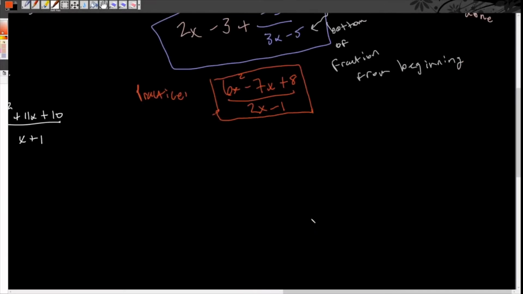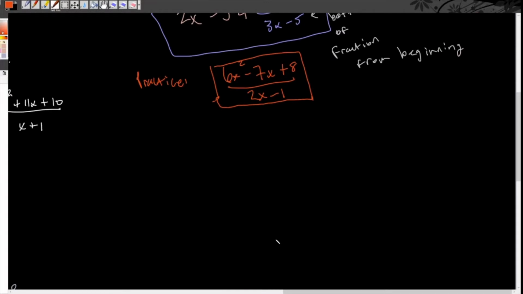Alright, let's take a gander. So I get 6x squared minus 7x plus 8 divided by 2x minus 1. I'm looking at 6x squared. What times 2x makes 6x squared? Well, I need a 3, 3 times 2 makes 6, and then x. X times x makes x squared.